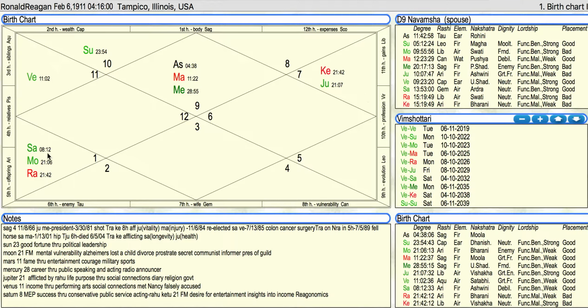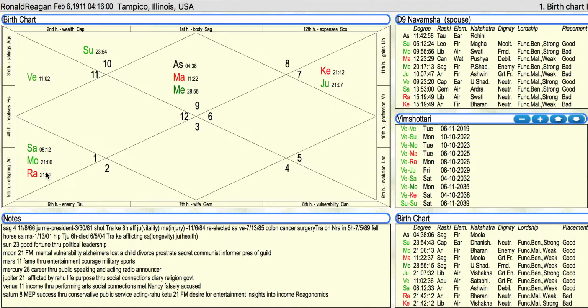7 houses away. So that probably caused those hip issues. And Jupiter is also giving him that ability to write. He has the diaries. He was involved in religion. Jupiter's indicator for religion and government. So all of those things.